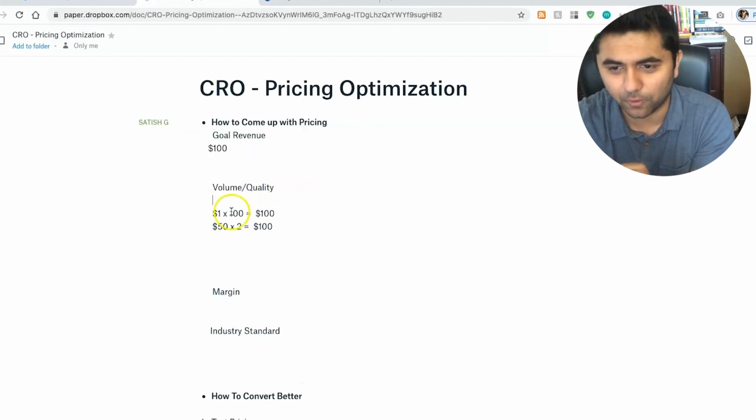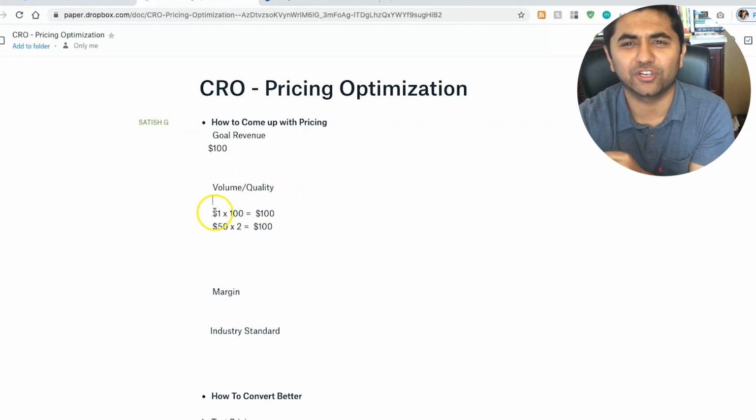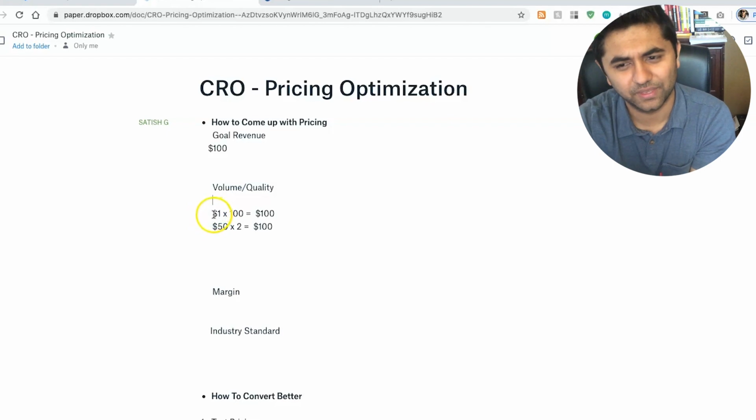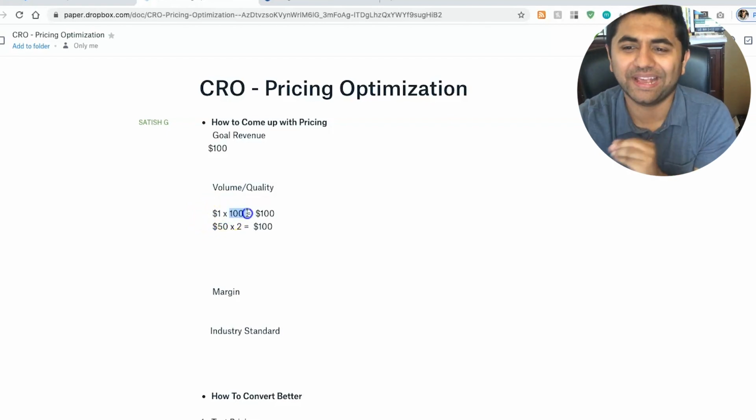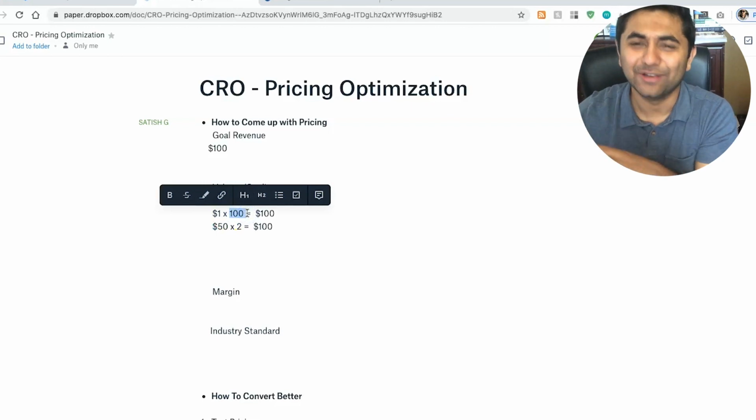Now, keep in mind, just because you can sell it for $1, does that mean you should? You have to deal with 100 people who are gonna bring you that $100. So do you have resources like support? Make sure your volume does not affect the quality of your product. So you have to keep that in mind.